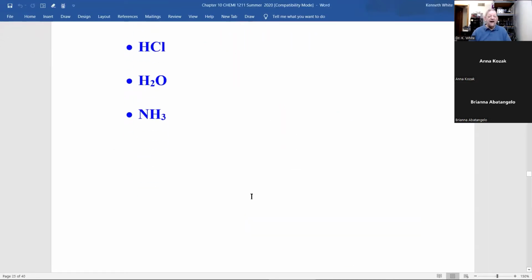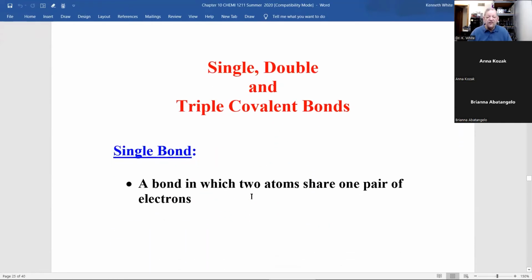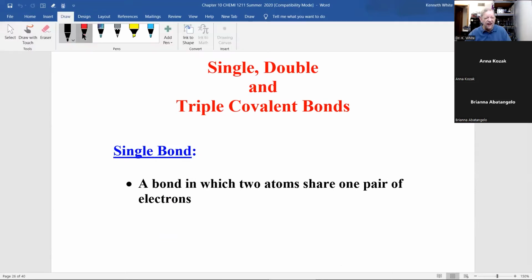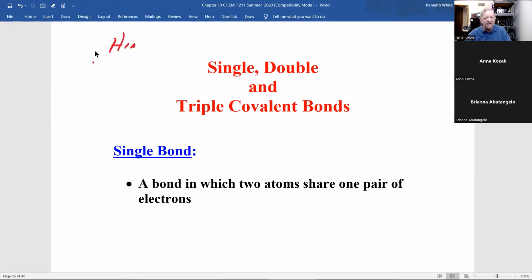All right, now, it turns out Mother Nature, who's the greatest of all chemists, is quite creative. And there are different types of covalent chemical bonds. And it's time for Dr. White to be subtle.